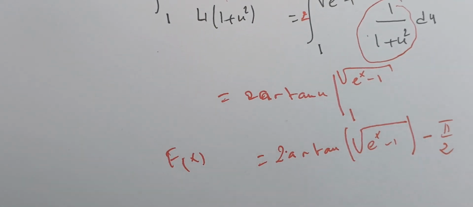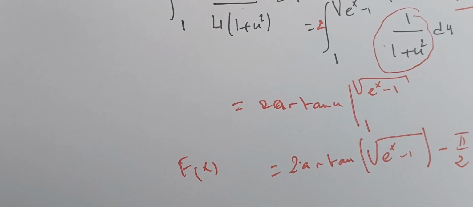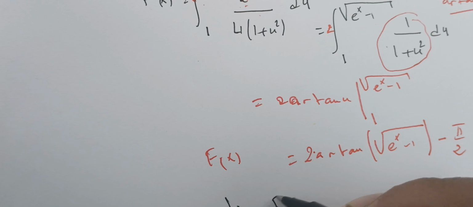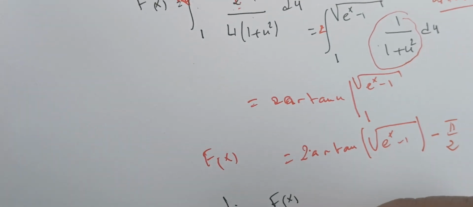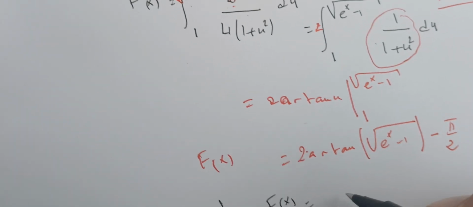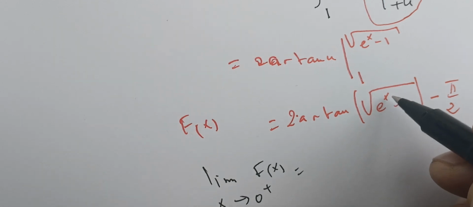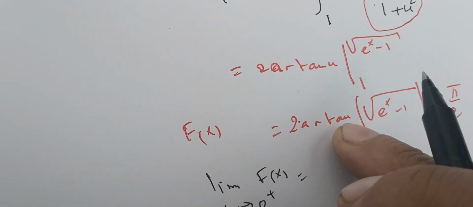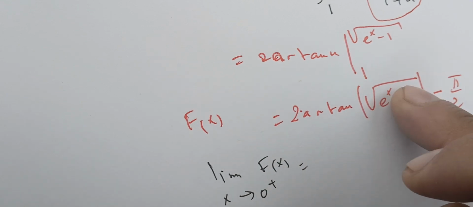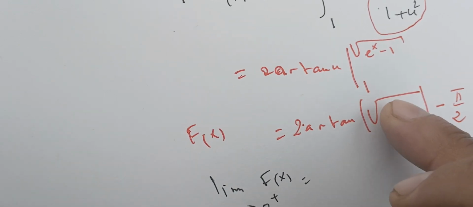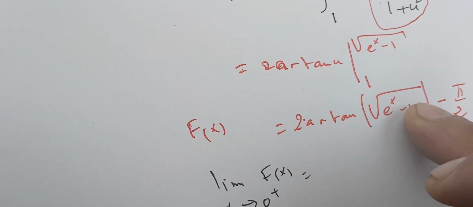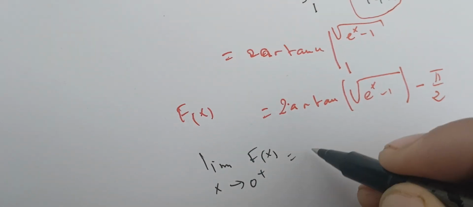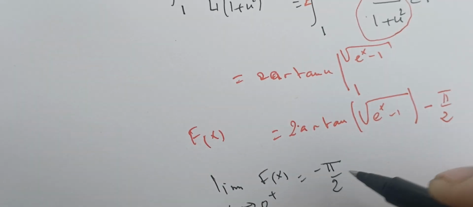Now I can easily find the limit. The limit of f of x as x goes to 0 from the right: this is e to the x, and because the arctangent is continuous, I can take the limit inside, so it's going to give me 2 times arctangent of the square root of e to 0 minus 1, which is 0. So this is 0, and this is minus pi over 2. That means the limit is minus pi over 2.